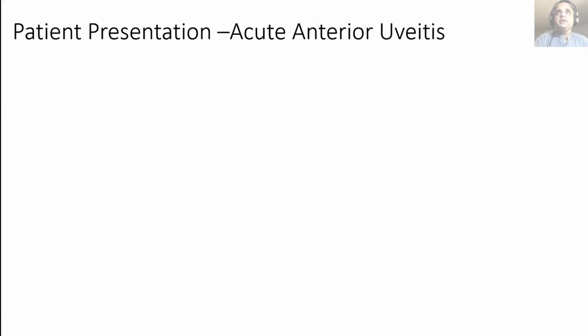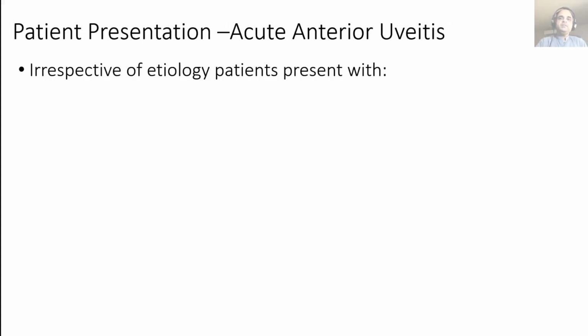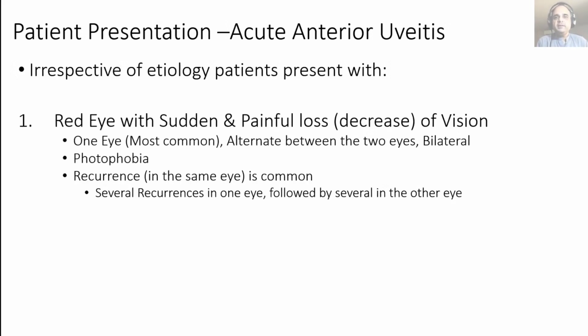How does a patient with an acute anterior uveitis present? Well, irrespective of the etiology, the patient is going to present with a red and painful eye together with decreased vision. It is usually that one eye is affected by uveitis. You can have the disease alternating between the two eyes if you have recurrent attacks. And you can also have a bilateral presentation in which both eyes are affected. You are going to have a lot of photophobia. The patient is going to present with a lot of photophobia, not you.